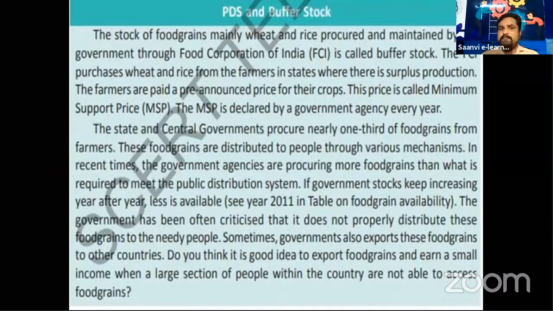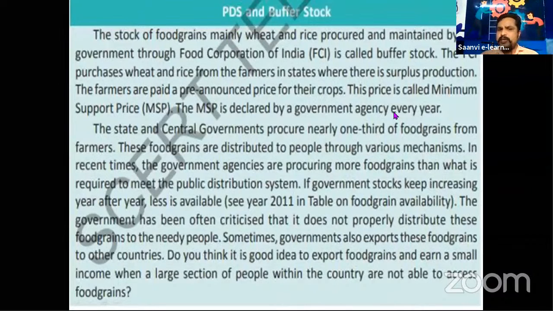Like in recent times, the government agencies are procuring, procuring meaning nothing but getting or obtaining, more food grains than what is required to meet the public distribution system. If government stocks keep increasing year after year, less is available. See 2011 in the table, we already have a table in the content book, just go through that thoroughly. And for the food grains to the needy people, sometimes the government also exports these food grains to other countries. There is one more point you have, export system, buffer stock. Actually the extra stock sometimes the government may export to other countries, it seems.